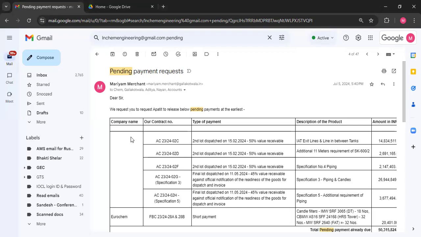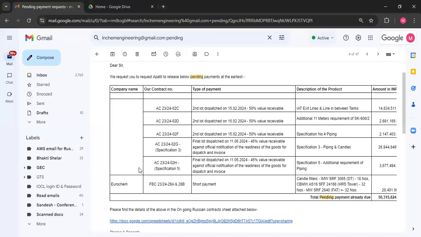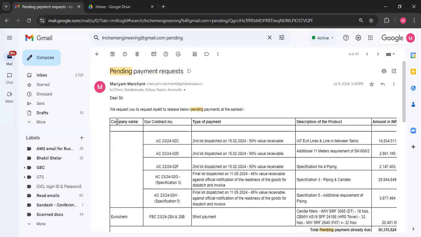So let's go ahead. The email I'm sharing right now is about a table which I extract from our ongoing Russian payment sheet. This ongoing Russian payment sheet is basically all about our contract. It has the complete information about that particular order. Since for Russia we do not say purchase order, we mention it as contract. So this is all about a contract.